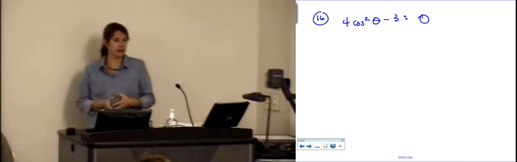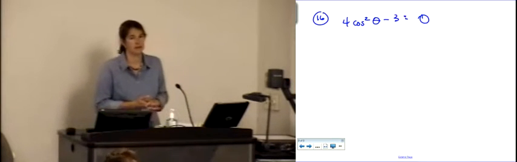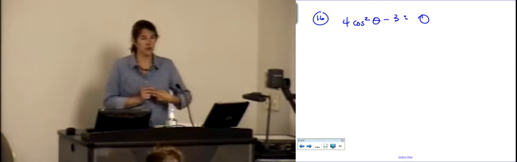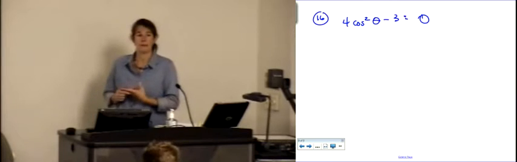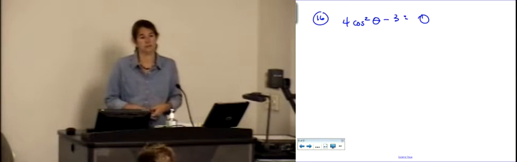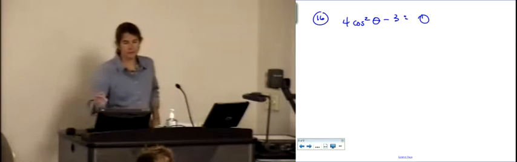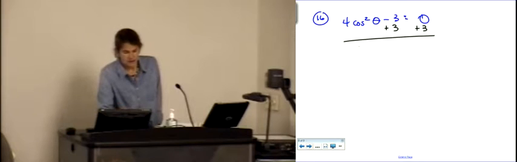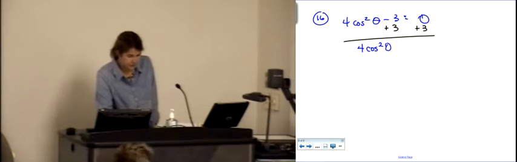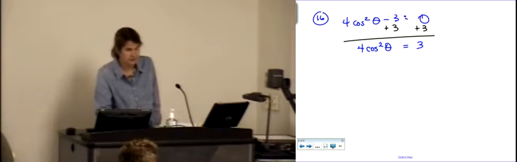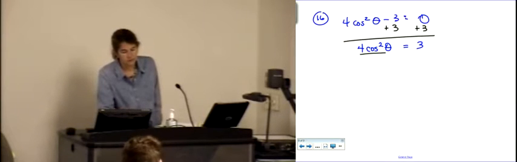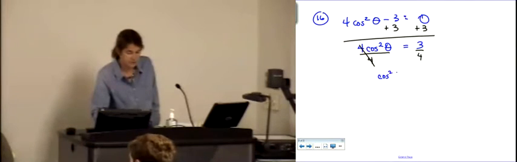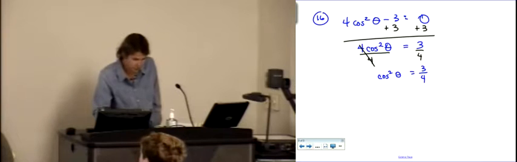How many answers are you getting? I hear 2 answers. Any more, any less? Anybody? All right, let's add 3. We have 4 cosine squared theta equals 3. We're going to divide by 4 to get rid of that. So now we have cosine squared theta is equal to 3/4.